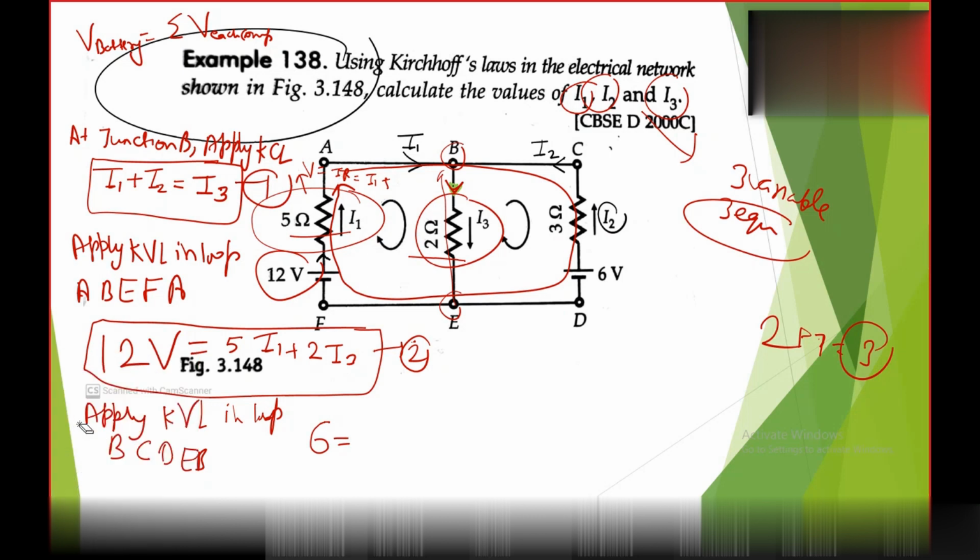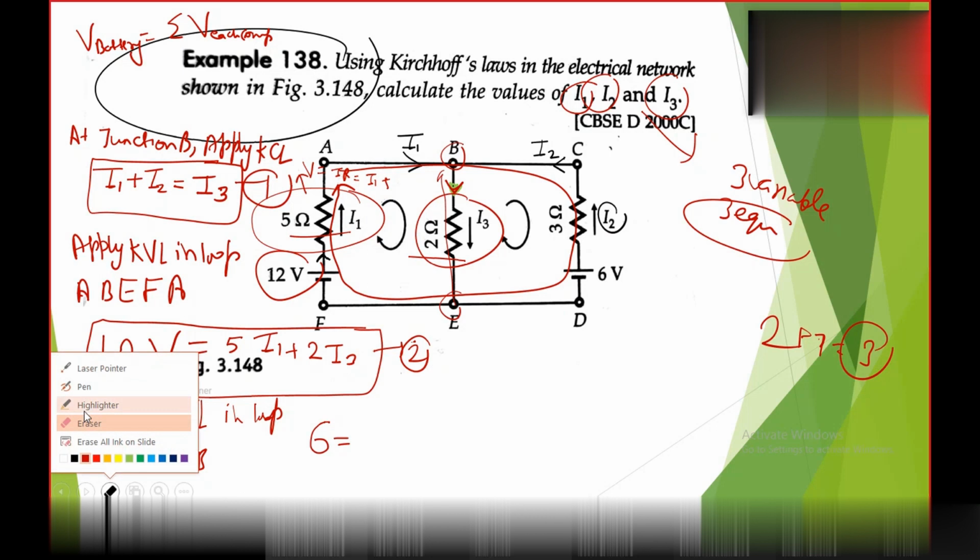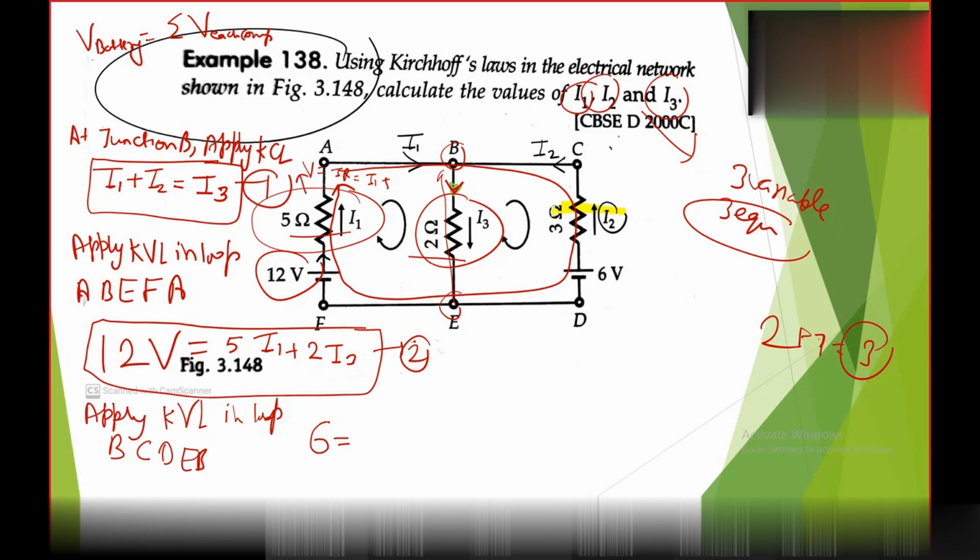You can see here, just a minute, there are two components which is 3. One of the potential will be used here, another potential will be used across resistance 2 ohm. So now I can write that potential 6 volt will be equal to 3 I2 plus 2 I3. So this is my third equation.